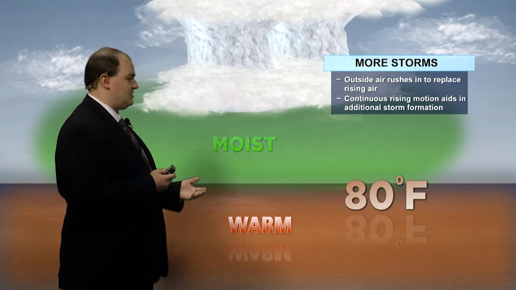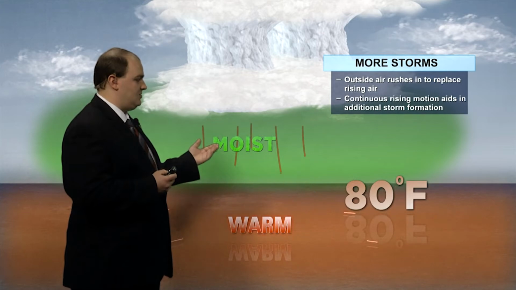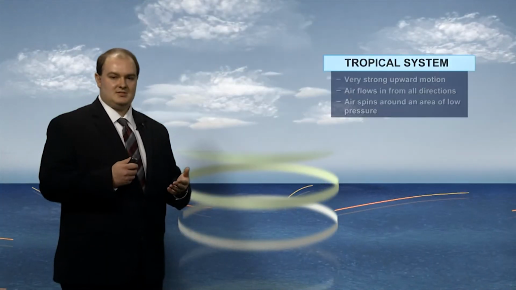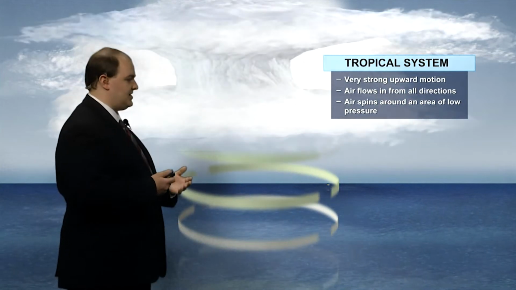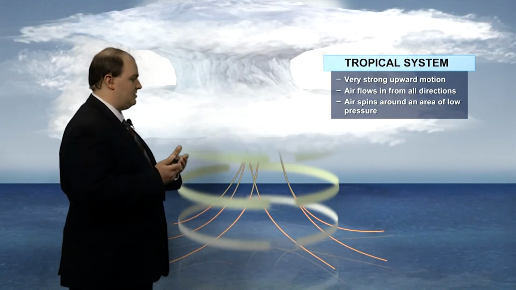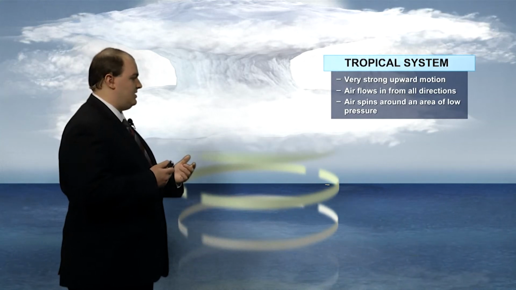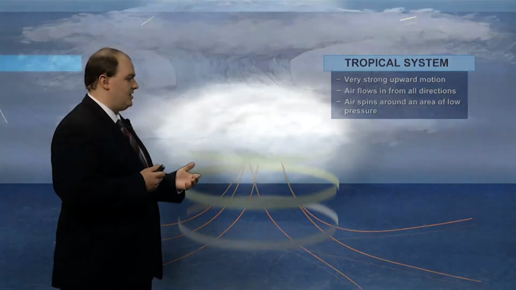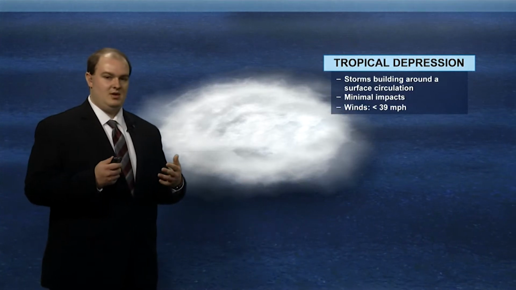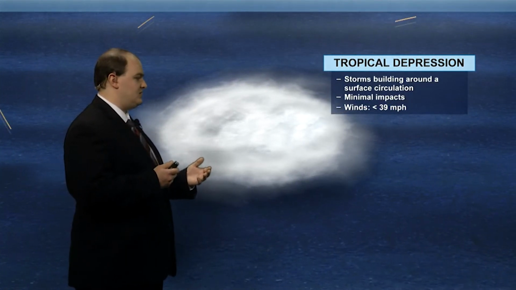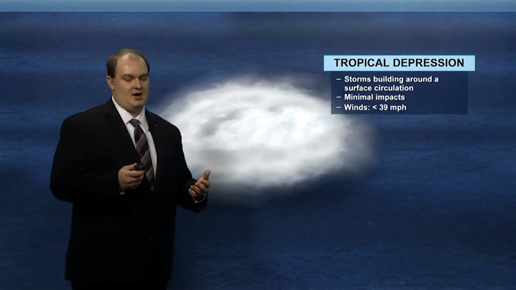So as the system starts to rise and you have continuous rising air, they start to come in a little bit faster. They start to come in fast enough where you start to have that circular rotation, and that's when the hurricane kind of starts that twisting motion. Again, very strong upward motion. The air spins around the low pressure area, and then eventually it gets stronger and becomes a tropical depression. Usually minimum impacts are expected. Winds are usually less than 39 miles per hour.